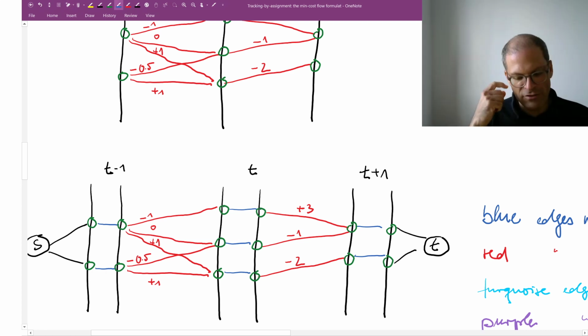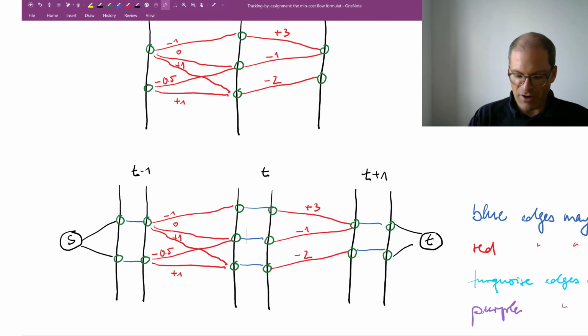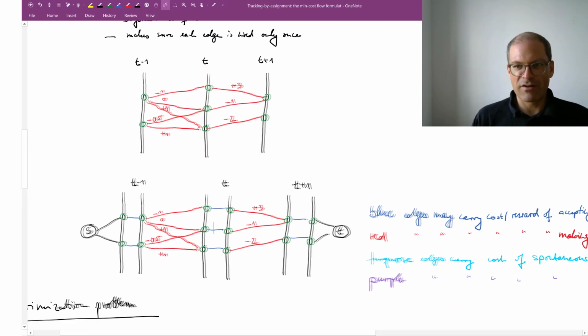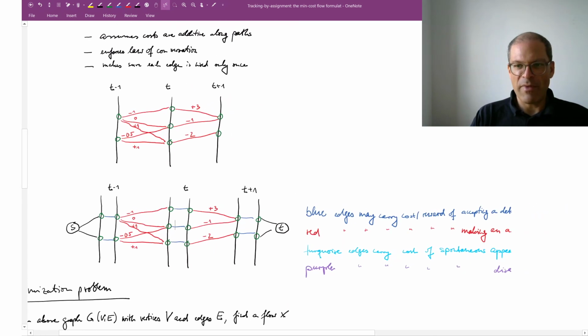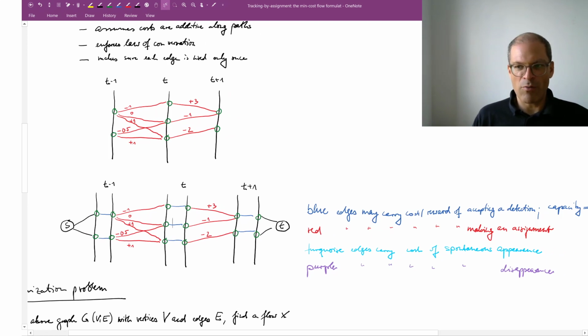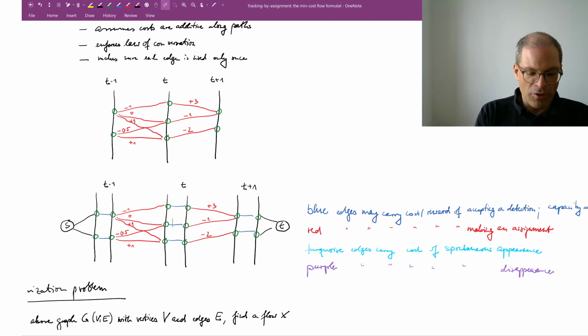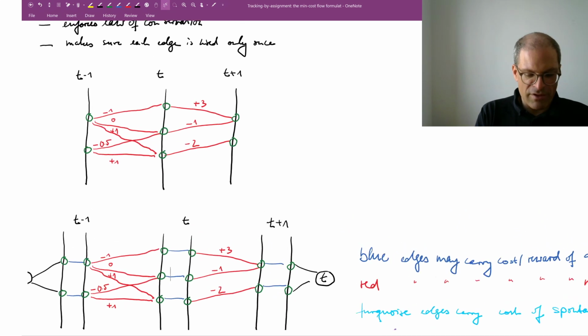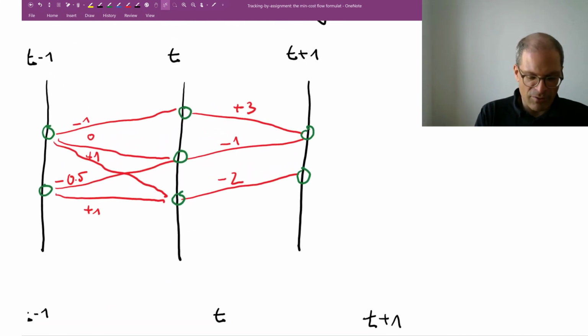Okay, and so these extra edges, on the one hand, they allow me to put costs on what I've drawn here are the blue edges, and I've written that blue edges may carry the cost or the reward of accepting a particular detection. And moreover, it allows me to impose this upper limit of how often a particular detection is being used.